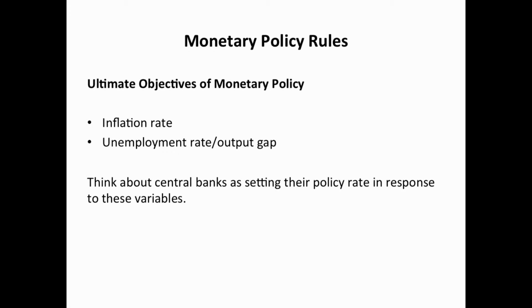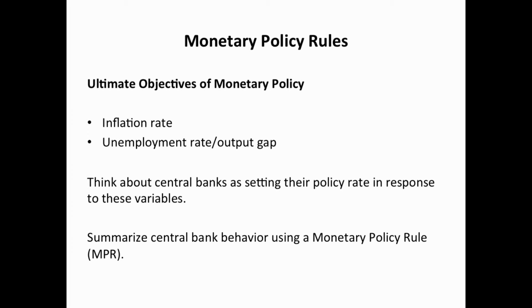Let's think about the ultimate objectives of monetary policy. In general, there are two key objectives, and these are typically a measure of the rate of inflation and some measure of the overall level of economic activity in an economy, most commonly measured by the unemployment rate or the output gap, where the output gap is an indicator of the difference between the actual level of output and potential output. We can think about a central bank setting their policy rate in response to these and possibly other economic variables. One way to summarise a central bank's behaviour is by a monetary policy rule.